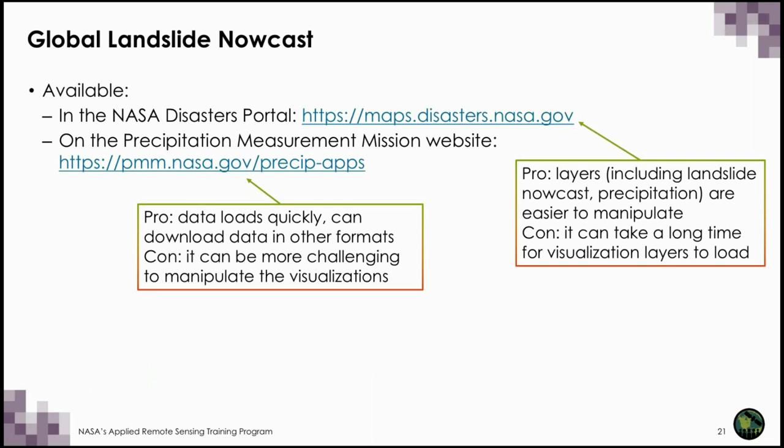So there are two portals where you can access information about landslides. And one is the disasters portal, and the other one is the Precipitation Measurement Missions website. So let's visit both of those portals. And they have pros and cons. The disasters website includes landslide nowcast and precipitation, and it's a bit easier to manipulate. But let's visit both of those and show you the capabilities.